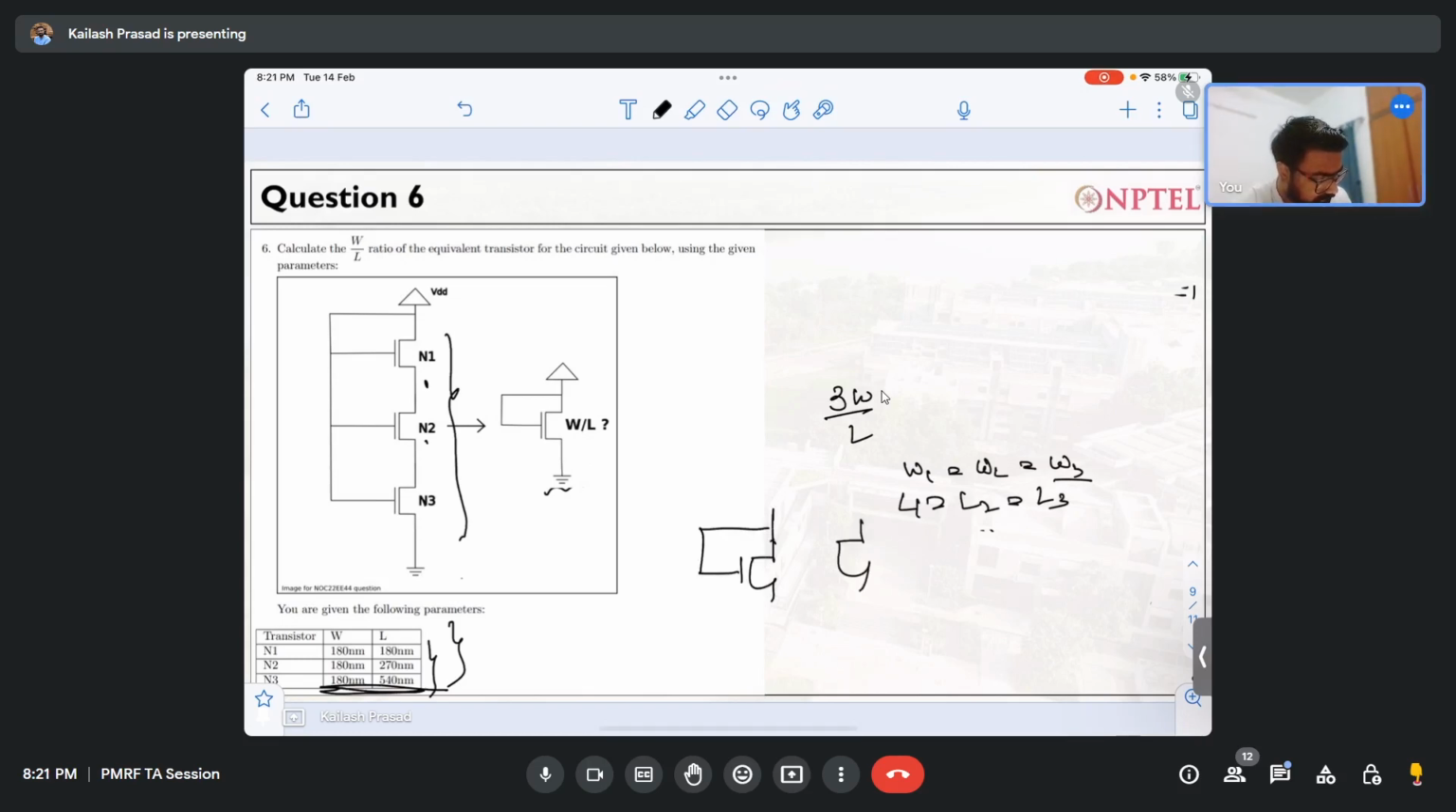So this will give you an equivalent transistor with 3W. This is if the width is multiplied 3 times. Now you can understand that in the series case, the L is multiplied by 3 times.